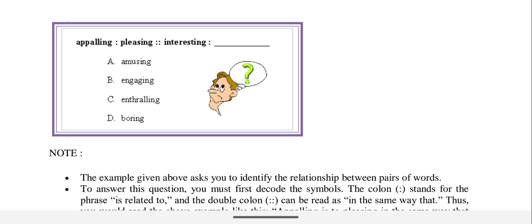Okay, apply the relationships to the second pair. Since the first pair consists of antonyms, the second pair must also be antonyms.